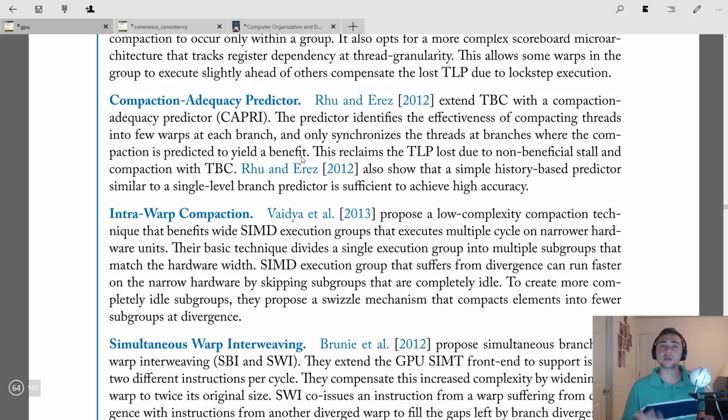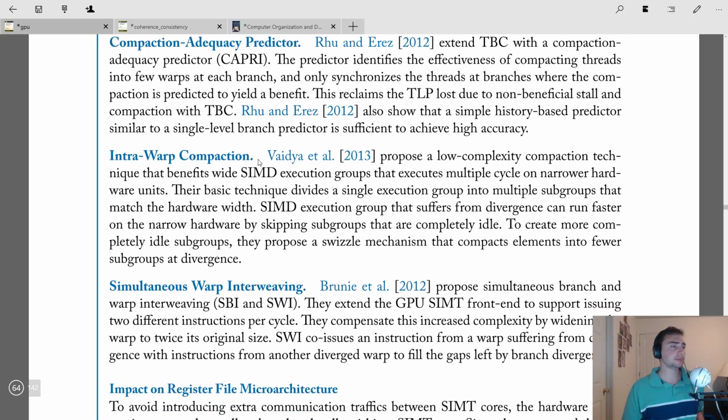So instead of just always doing it, we want to selectively do it only when it's going to have a benefit. So what this does is it reclaims some of the TLP lost to non-beneficial stall and compaction with thread block compaction, right? So we don't want to be doing compaction if it's not actually going to help us at all. And apparently a simple history-based predictor, similar to a single level branch predictor, yields sufficient accuracy. So we don't need a crazy complicated predictor in order to actually do this, right? So it turns out it's fairly easy.